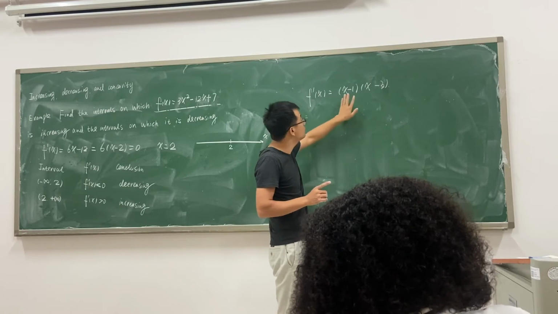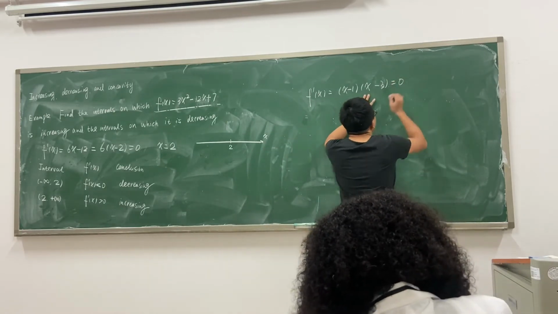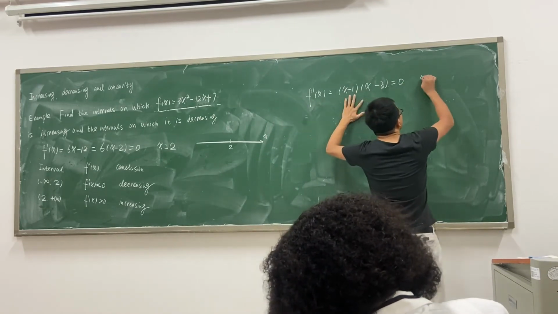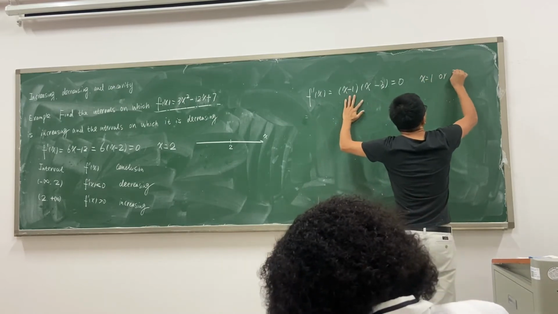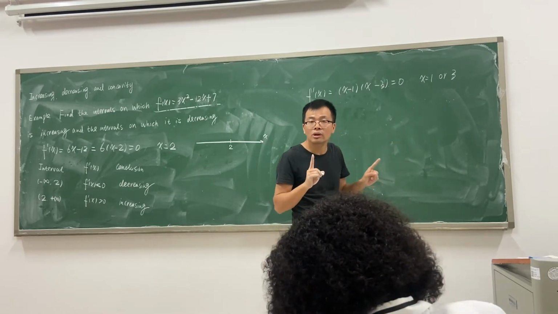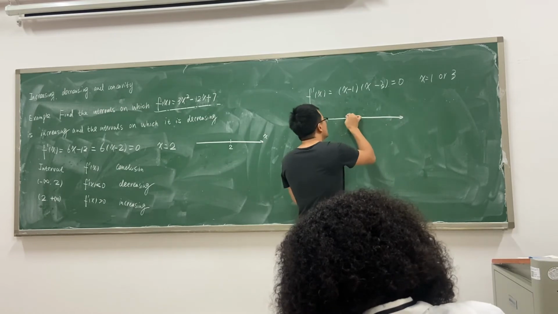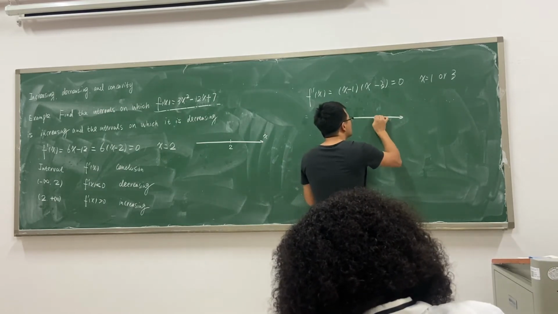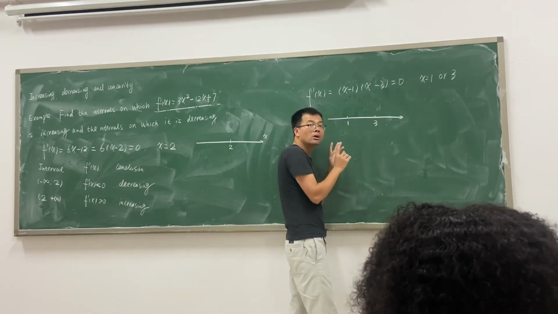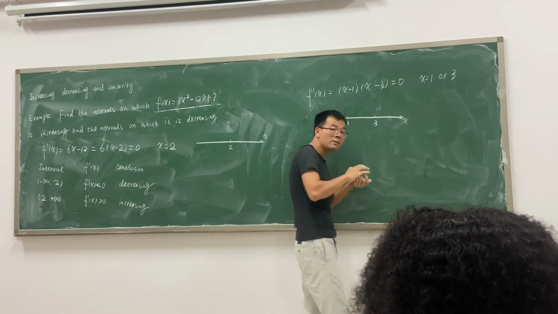The first step is you let f prime equal to 0, and then you find x equals 1 or 3. So you plot these 2 points on the x coordinate. Here is 1, here is 3. These 2 points decompose the x coordinate into 3 parts.